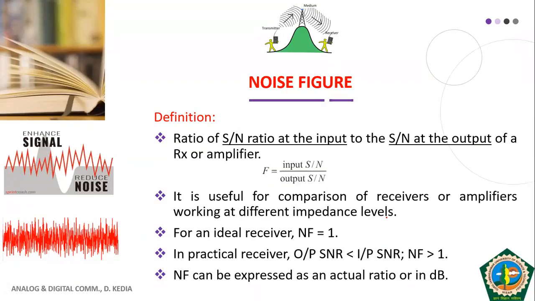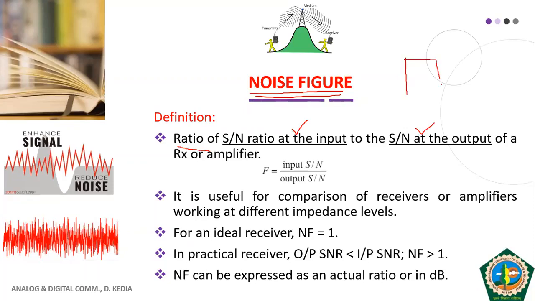Next, as I told you, our main emphasis in this is to discuss noise figure. Your noise figure is derived from the signal to noise ratio itself. Noise figure is a parameter that quantifies noise. We define noise figure as the ratio of the signal to noise ratio at the input to the signal to noise ratio at the output.